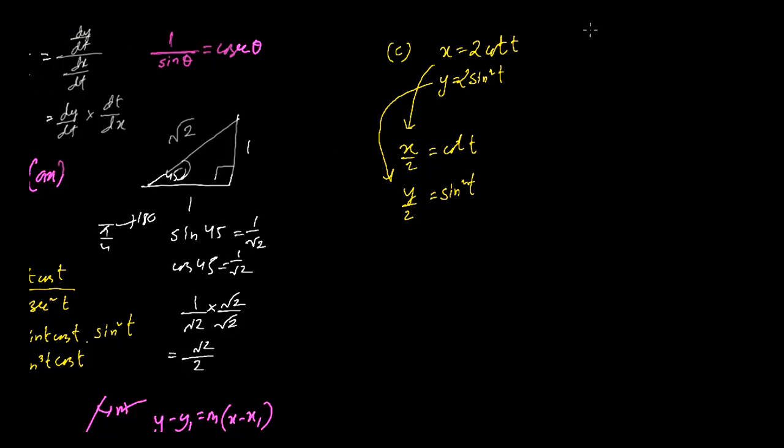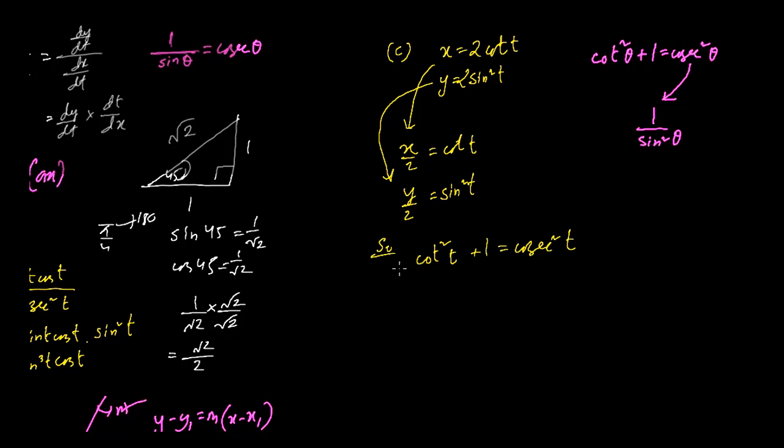Remember, whenever we have to convert the parametric equation to Cartesian, we need some sort of an identity to connect the two. Now the identity with cot theta is cot squared theta plus 1 equals cosec squared theta, and with sine squared, we also know that identity, that cosec squared is 1 by sine squared theta, because they're identical. So we can easily use this identity to put these two and have the Cartesian equation. So cot squared t plus 1 equals cosec squared t.